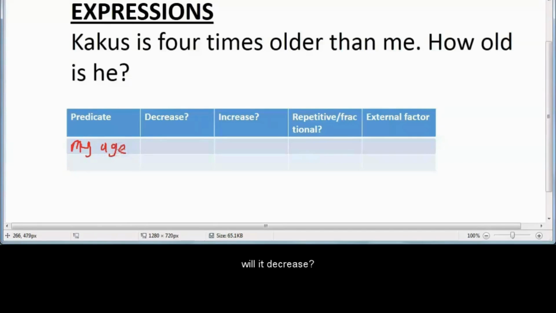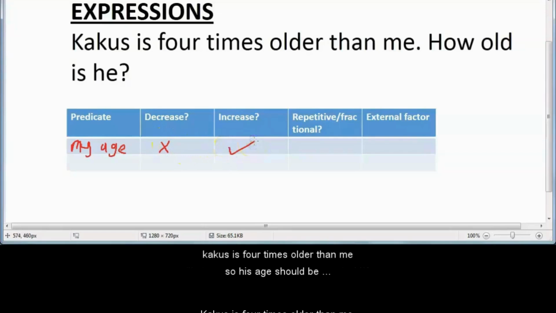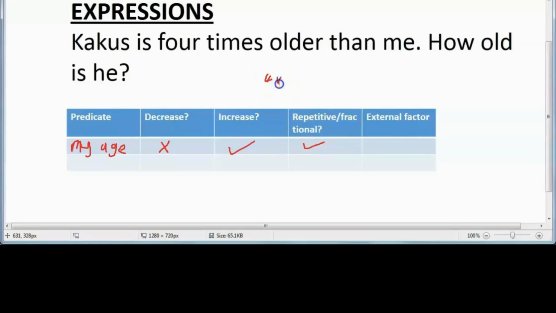Will it decrease after the question has been answered? No. Will it increase? Yes. Kakus is 4 times older than me, so his age should be higher than my age. Is the increase repetitive? Yes. To get Kaku's age, my age should be repeated 4 times. That is 4 multiplied by X.